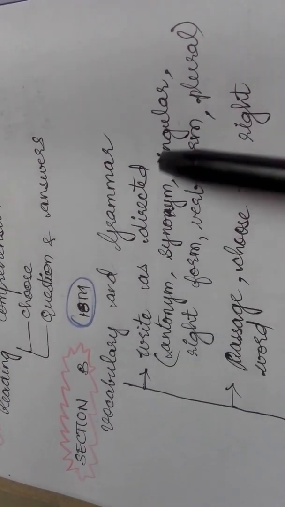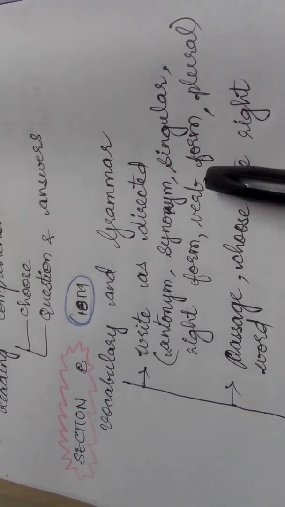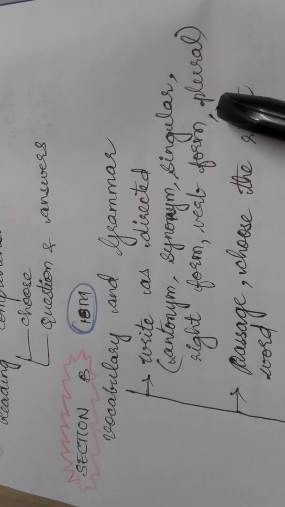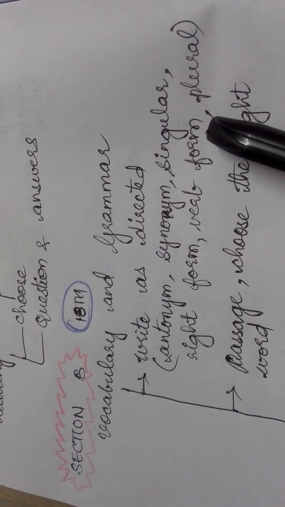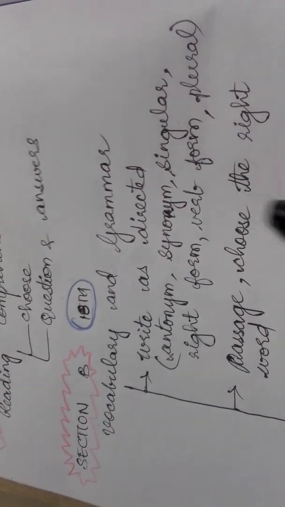In this you have write as directed, antonym, synonym, singular, right form, verb form, plural. Like this questions will be given to you. This I have given you when I was giving the worksheets. Okay, check your worksheets, children. You will be able to find this one.